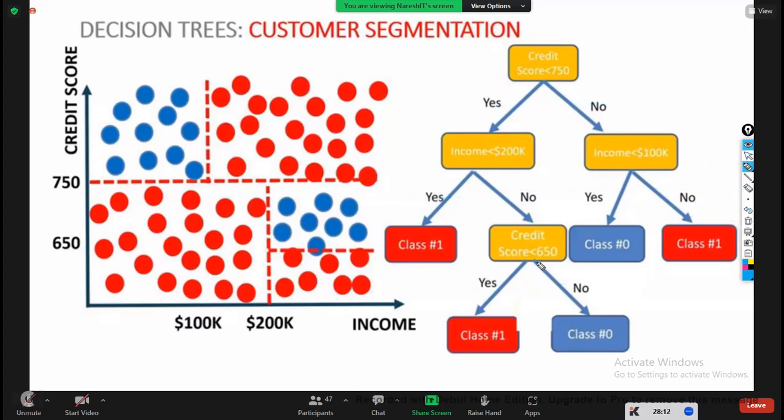Right? At least, in this one, this one is not split, this one is not split, this one is not split. Only one node is split, right? If at least one node gets split, it is considered as the depth. Okay? Right?